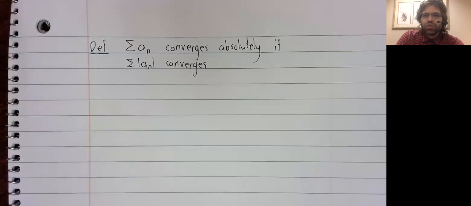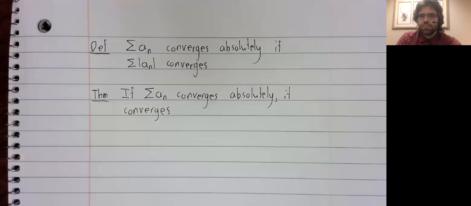A sentence you probably don't want to say is that something absolutely converges, but it doesn't converge. Fortunately, you will never have to say such a sentence. Absolute convergence is stronger than convergence. If a series converges absolutely, it converges.